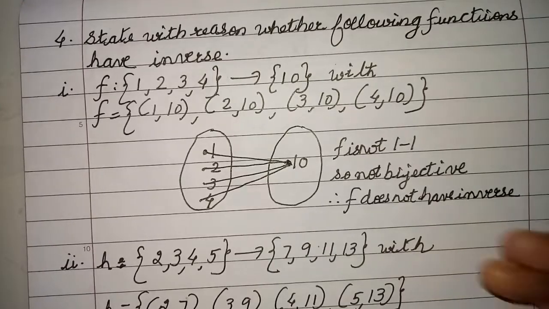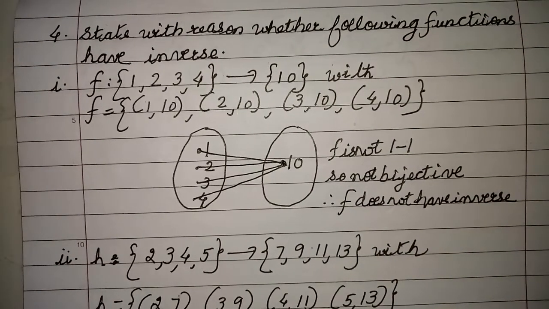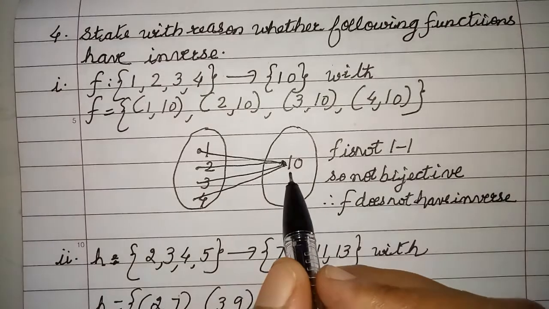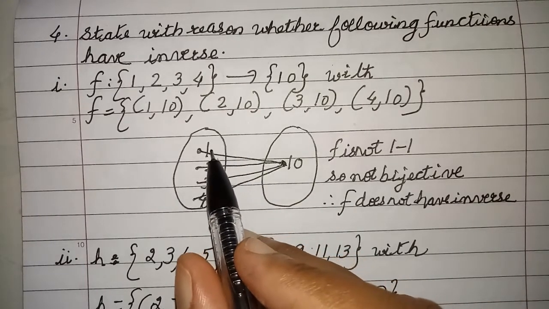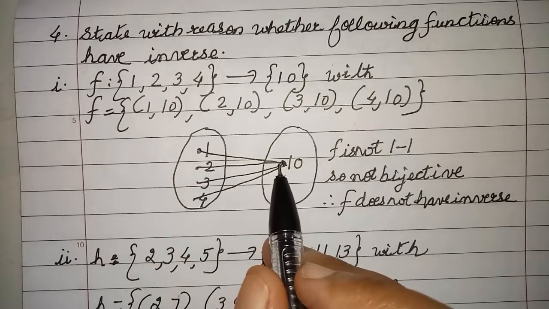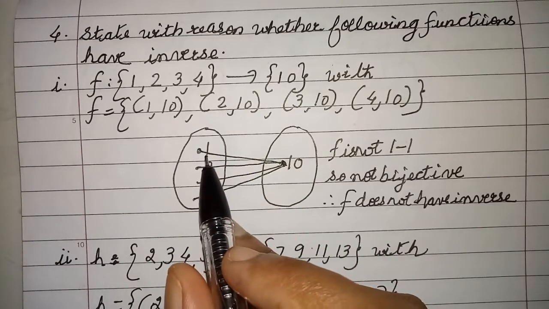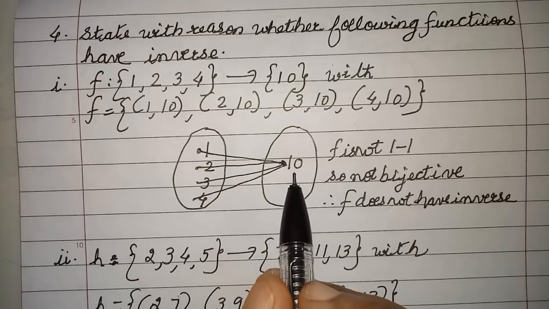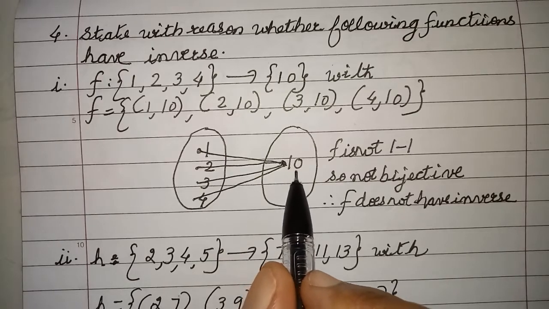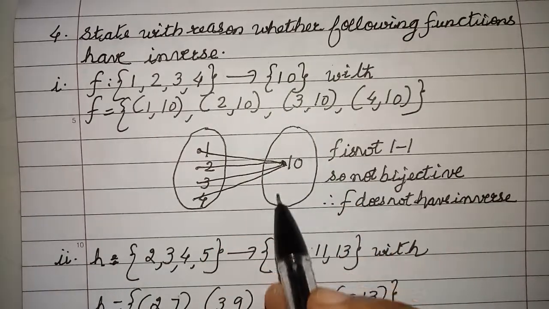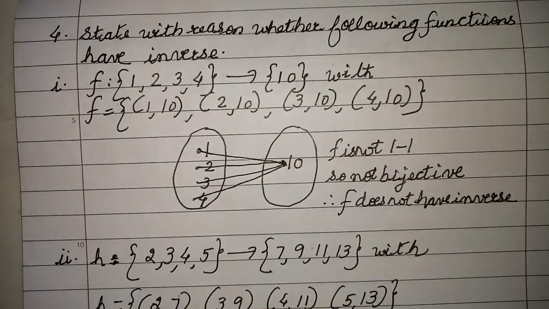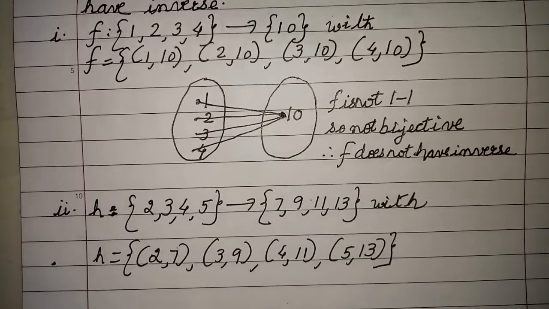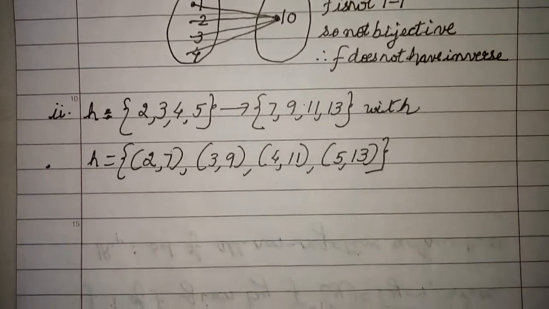Is the function onto, children? I am just asking, is the function onto? Yes, because there is only one element here, 10, and 10 has pre-images. Even though it is not unique, 10 has a pre-image, right? So if you remember, the range of the function is the same as the codomain. So it happens to be onto, but it is of no use because it is not one-one. So this function does not have an inverse.